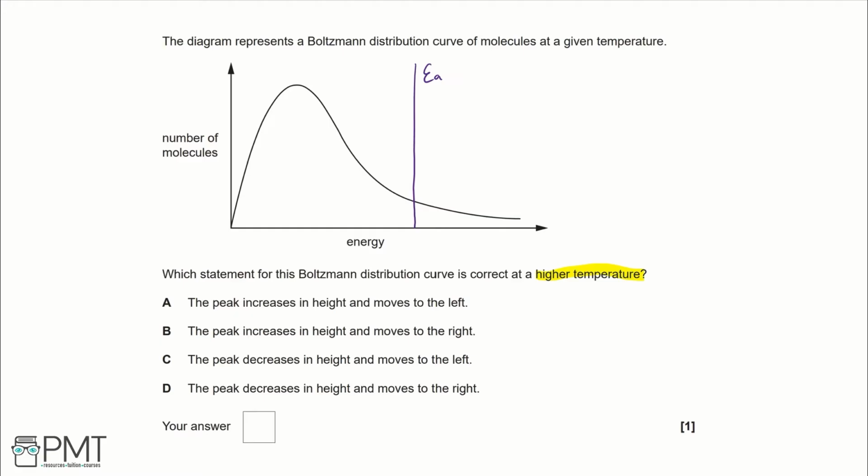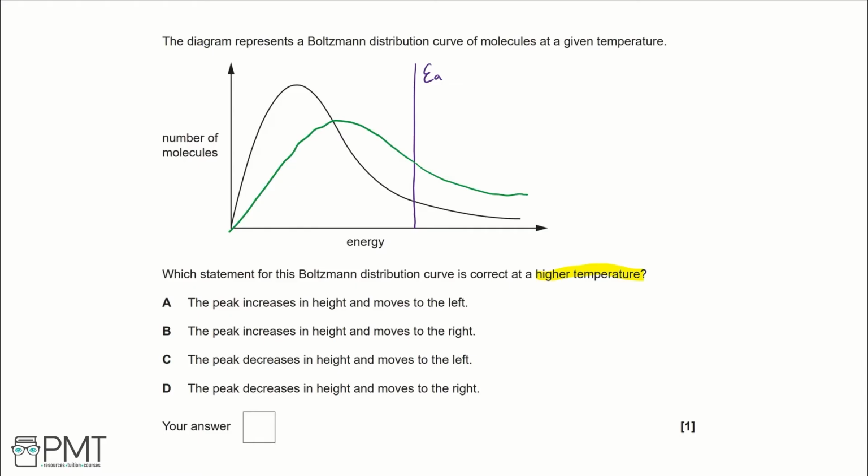So if we want more molecules to have an energy greater than the activation energy, that's going to mean the curve is higher on this end. But the actual number of molecules hasn't changed, so the area under the curve needs to remain the same. So that means we're going to have a lower peak, which is shown here in this green line.